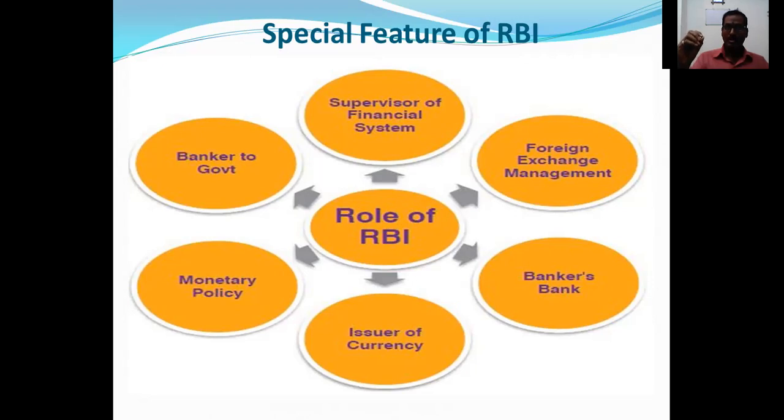Supervisor of financial systems. They also do the work of foreign exchange management, and then a banker's bank. They are the one who release the funds to the other banks. Issue of currency. Except for 1 rupee, all the currency is printed and issued by the RBI, and these currencies are printed in Nasik, which is in Maharashtra. Then monetary policy, and bankers to the government. They are also the banker to the government.